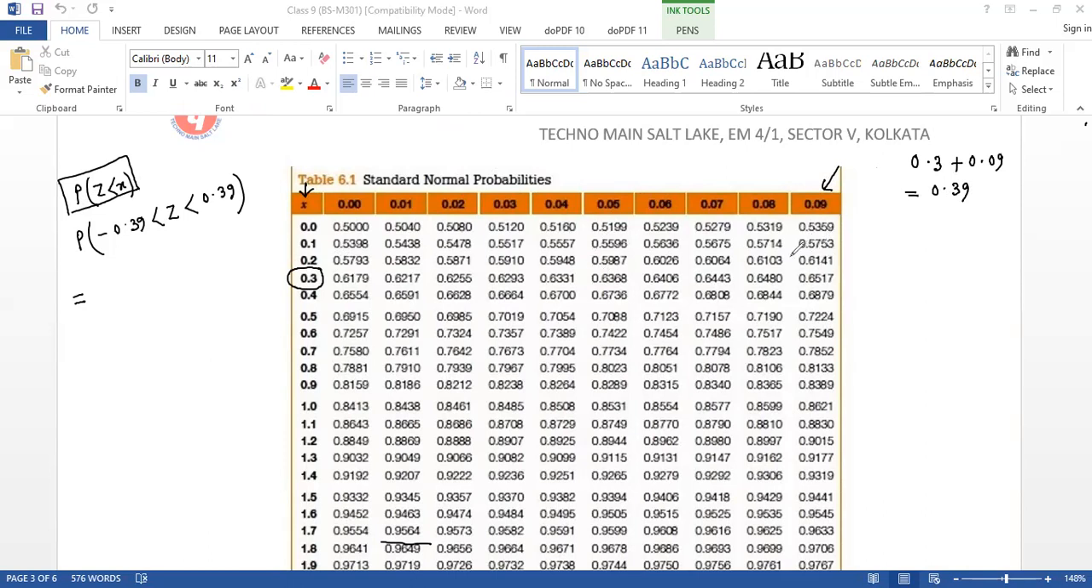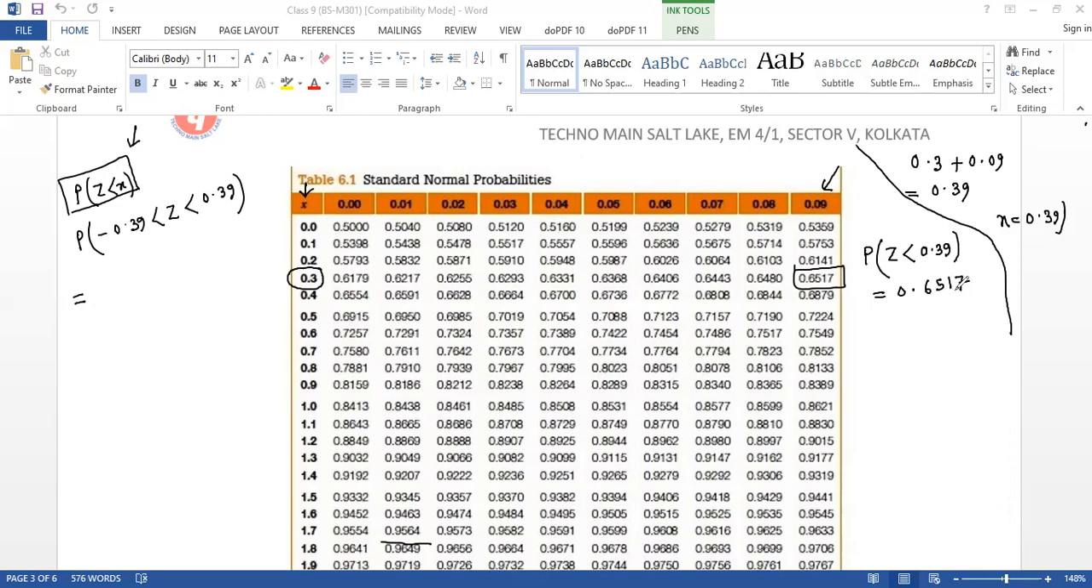So if I look at this value, just carefully observe, 0.6517. With respect to the meaning of this standard normal table, it means that here small x is equal to 0.39. So the probability that capital Z is less than 0.39 is actually equal to 0.6517. This is the meaning of this probability, and this is given to you.